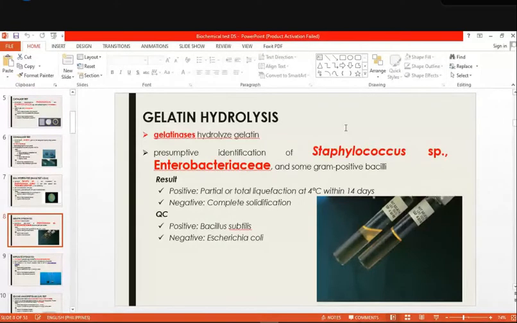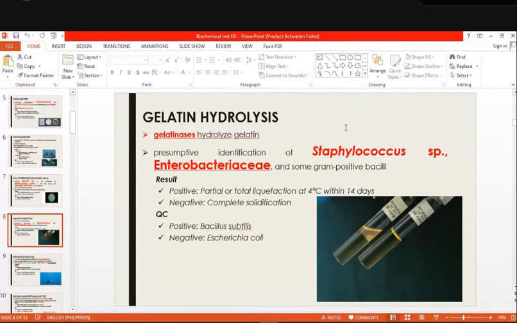Okay, catalase reagent. H2O2, says Kevin. Very good, Kevin.